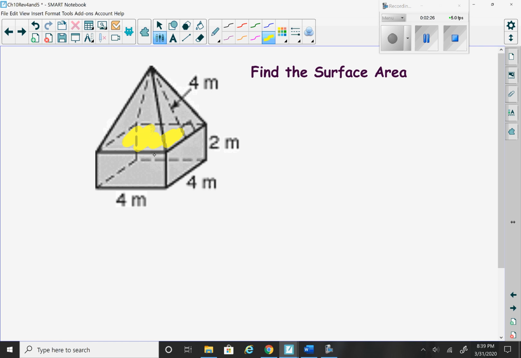So that box on the bottom, you have the lateral of that box and the base of that box, but there's no top on that box. For your pyramid, again, you have the lateral or the triangles on your pyramid, but there is no base on that pyramid. So again, I'd like you to pause the video and go ahead and try to find your surface area of this composite figure. Again, make sure you're showing work and coming up with an answer. So go ahead and pause it and find the surface area.